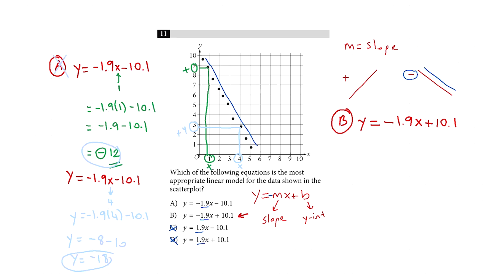All right, let's go back. So I'm gonna check that one. I will substitute 1 for x. I am supposed to find very close to positive 9. So I'm gonna substitute 1 for x here. Y is equal to negative 1.9 times 1 plus 10.1. From here, I got negative 1.9 plus 10.1. You can round that one, but I'm gonna just find the exact just in case. It's gonna be negative 8.8.